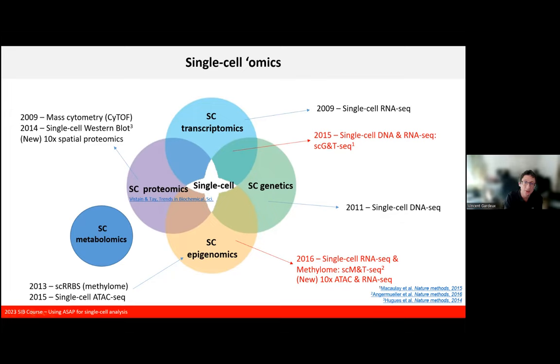But today I will mostly speak about single-cell transcriptomics, not the other ones, because ASAP is mainly meant to be used for single-cell transcriptomics data. Even though you can also do bulk transcriptomics with ASAP, so you can choose when you submit your data to do bulk or single cell. But the main topic of today is really single-cell transcriptomics, so I will focus mostly on this part.